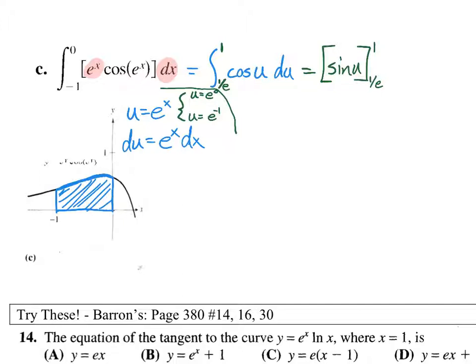Okay? So that's sine of 1 minus sine of 1 over e. And we can go ahead and use the calculator for this one to figure out what it equals. Don't forget you're in radians. And don't forget to put parentheses around the 1 divided by e when you do your sine.